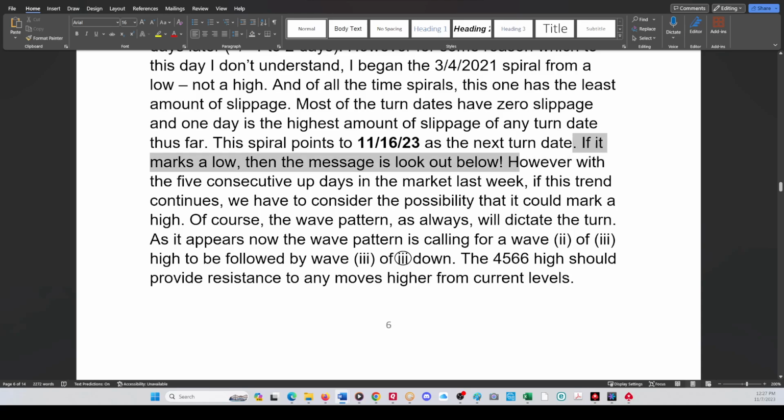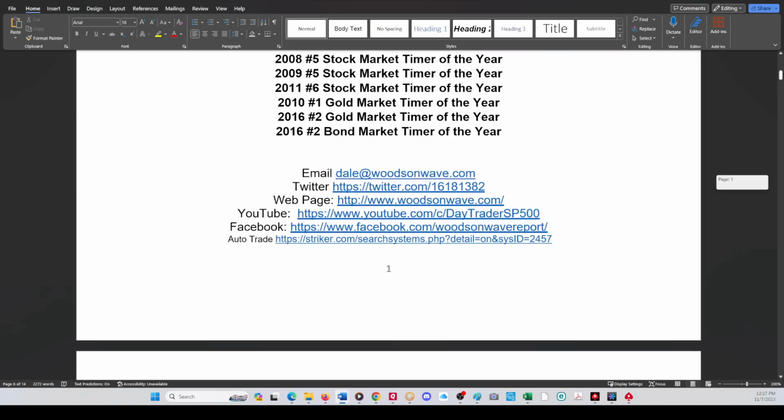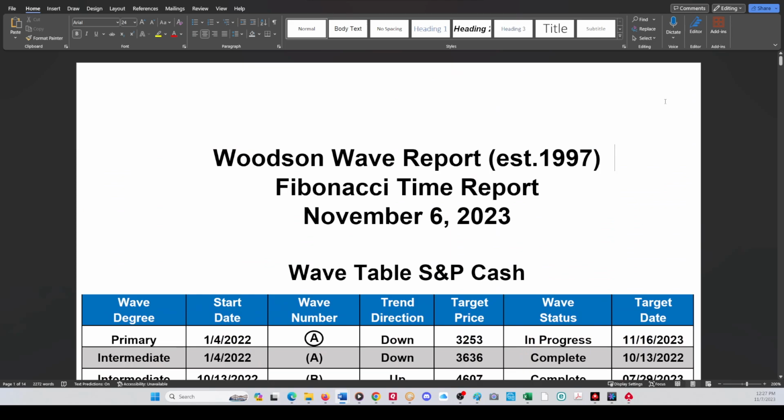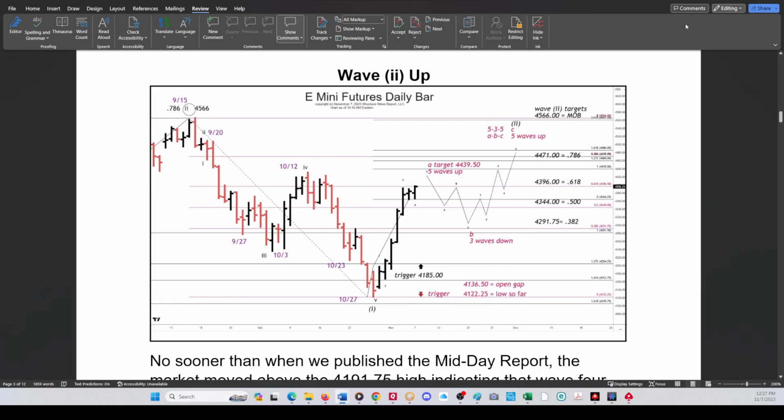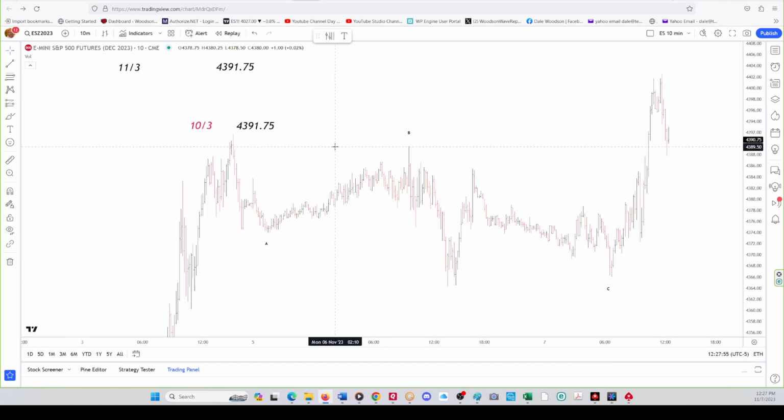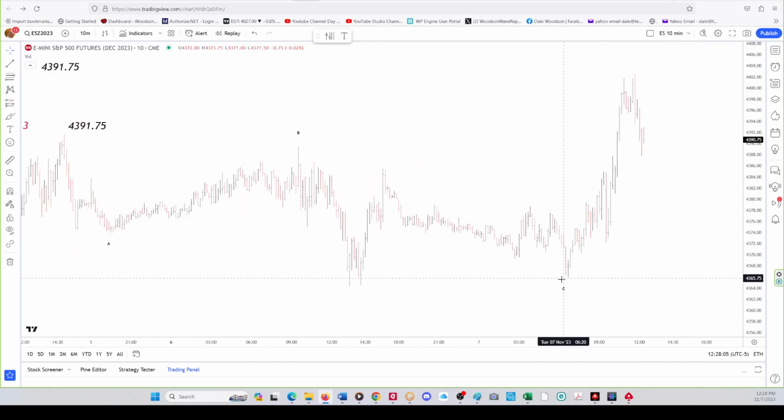If it marks a low, look out below. Okay, with this move up, who knows, it could mark a high. Okay, we're watching it closely. Again, we're going to watch the lowest degree of trend charts as far as time is concerned, 1 and 10 minute. Again, here's an example of a 10 minute, and this is live at 12:27, 12:28 now Eastern time. And by the way, while we have this, we can do a little analyzation here.